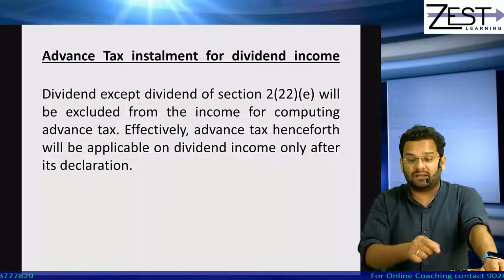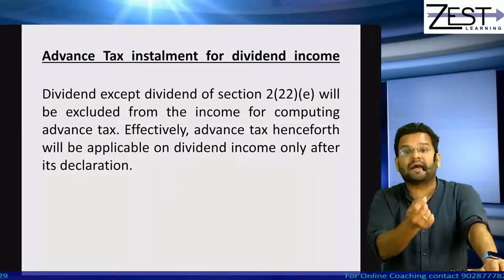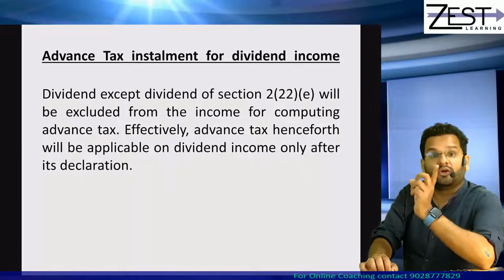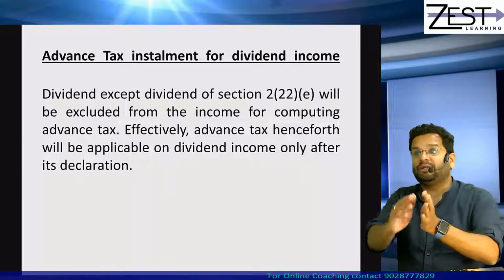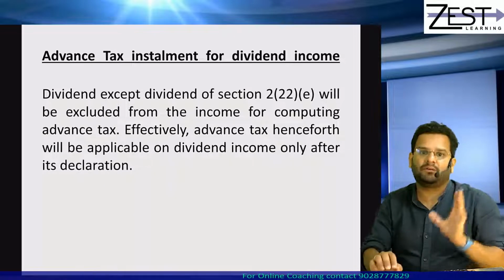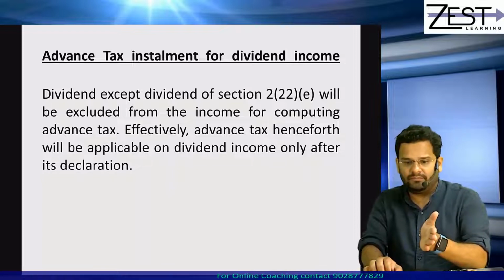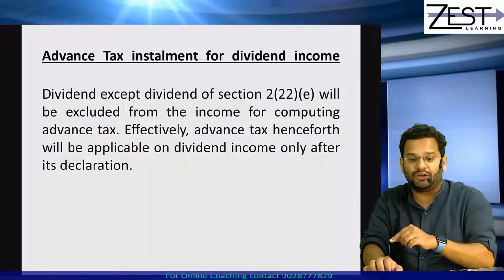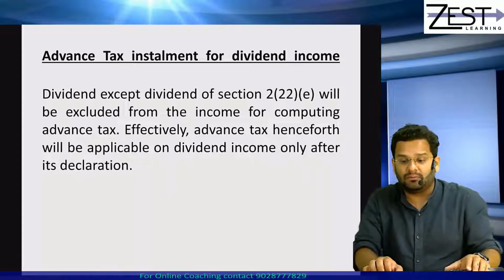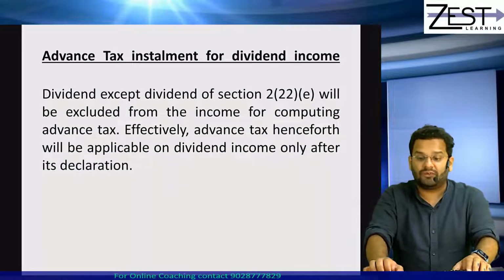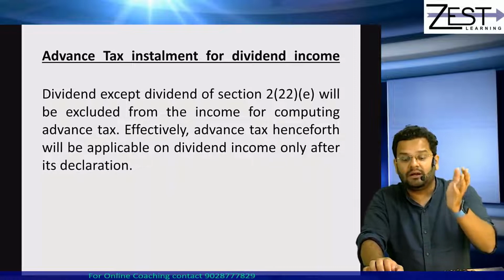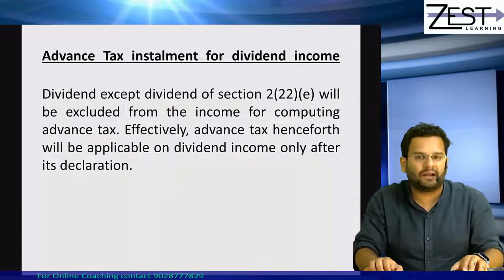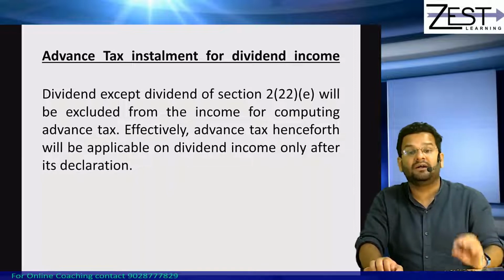We are here discussing the amendment in the advance tax installment for dividend income. Okay, what you have to do, you may neglect this dividend income while paying advance tax installment. So dividend, except deemed dividend of section 2(22)(e), will be excluded from income for computing advance tax. Effectively, advance tax will be applicable on dividend income only after its declaration. So you need not worry about advance tax on dividend till the time it is declared.